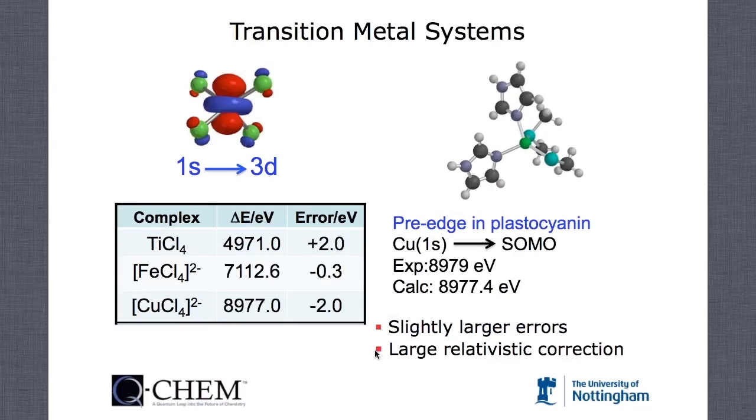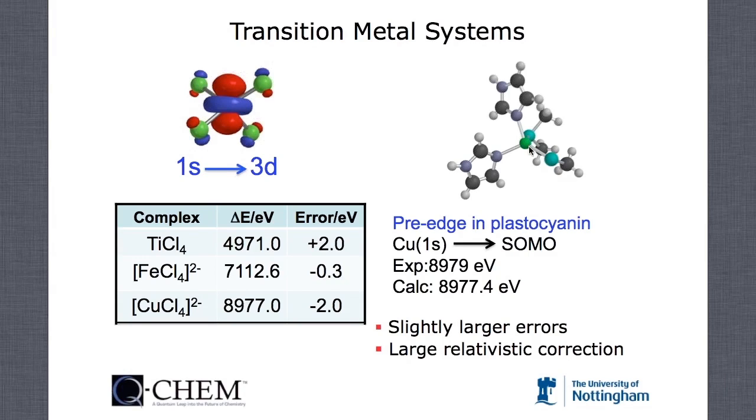Okay, and you can take this further. You can look at transition metal systems. There's a lot of interest in looking at transition metal systems. So these functionals do work okay for transition metal systems. We generally see a slightly larger error, but now we've got to really worry about these relativistic corrections. And as I say, at the end, this is somewhere we're working on in terms of Q-Chem.